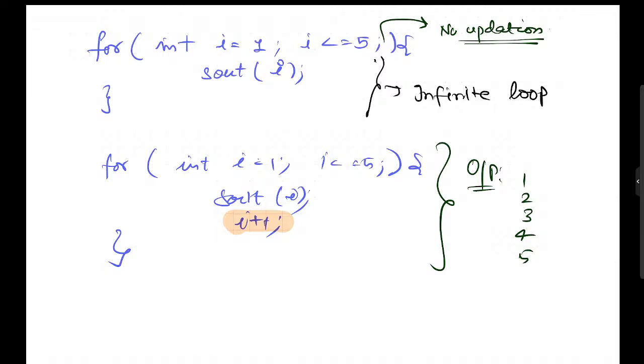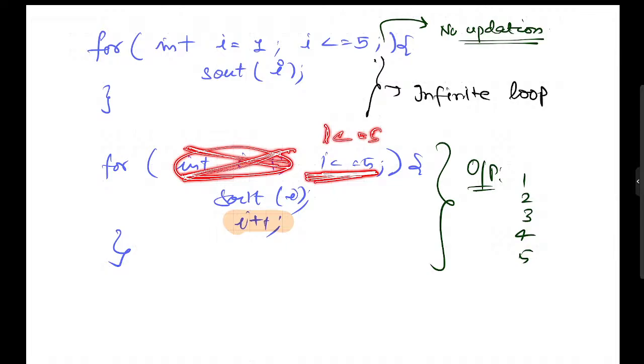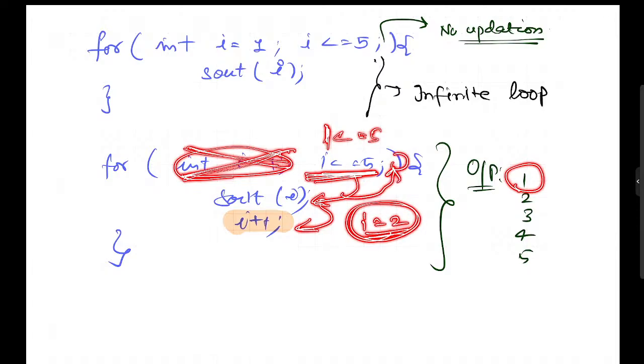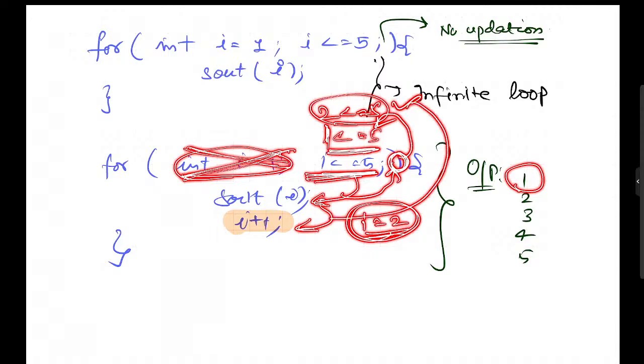It will print the body. What will it do? It will first assign I equal to 1, then forget about this, not going to use it. Then is I less than or equal to 5? 1 is less than or equal to 5, yes. Go ahead, execute the body, print 1, then increment I to 2. Once I is 2, you go to the updation place, there is nothing here, and check the condition. Now 2 is less than or equal to 5, true, go in, print 2, update I to 3.